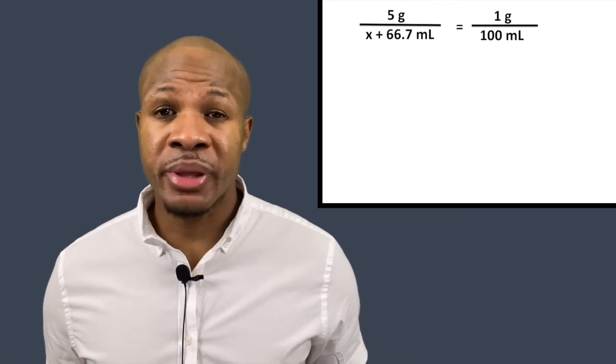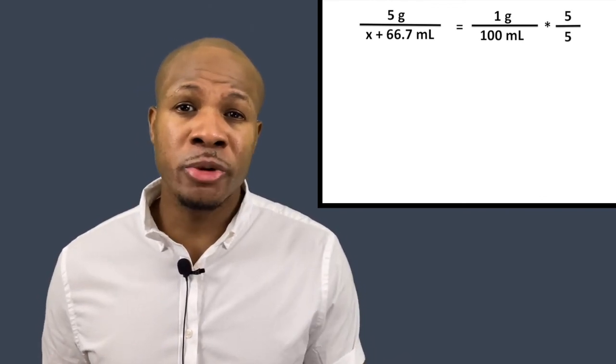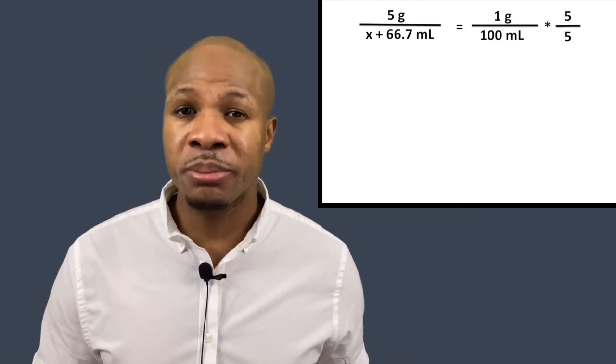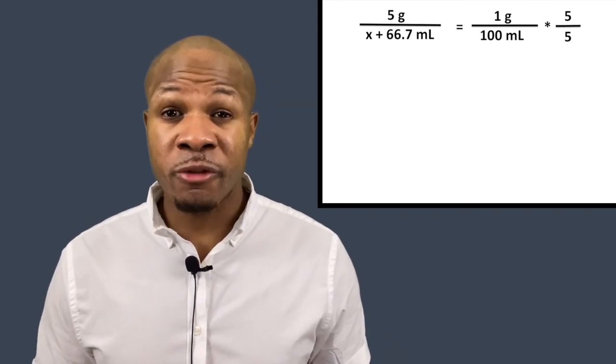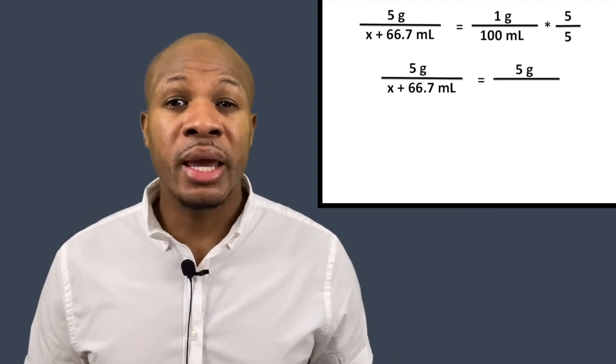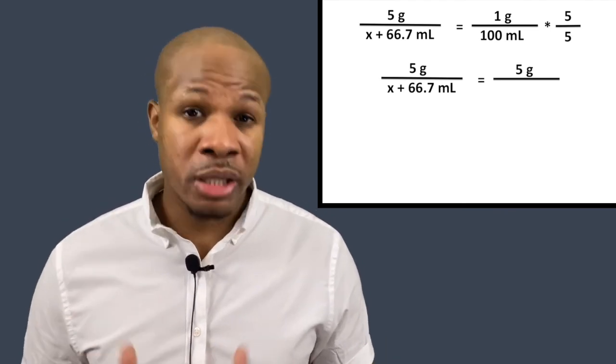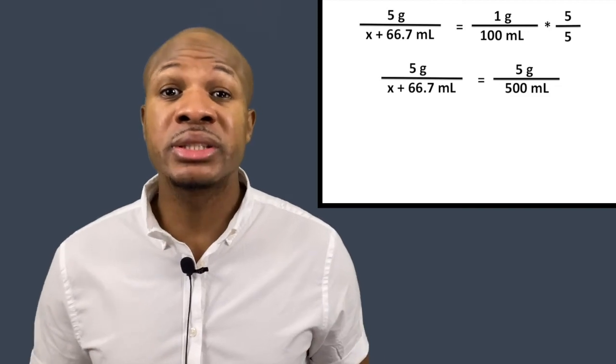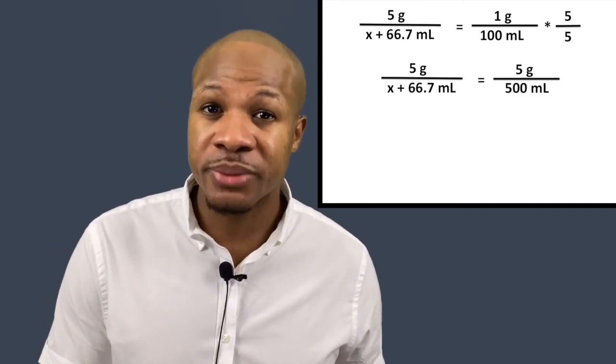And now we do the same thing. We want to get the numerators on the left side and the right side to be the same. So we multiply the right side by 5 over 5. So 5 times 1 gram will be 5 grams. That's the numerator. And now we have the same numerator. And in the denominator, we'll have 100 milliliters times 5, which is 500 milliliters. So now we're good to go.